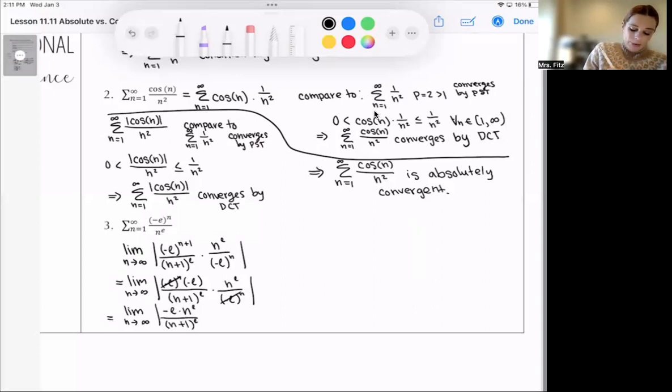Okay, well, this equals the absolute value of negative e because the degree of the numerator and denominator are equivalent, even though it's a weird degree of e, right? Which equals e. Well, there's a problem here. e is not less than 1, right? It's 2.718 approximately. Because e is greater than 1, this original series, the sum from n equals 1 to infinity of negative e to the n over n to the e, actually diverges by the ratio test.